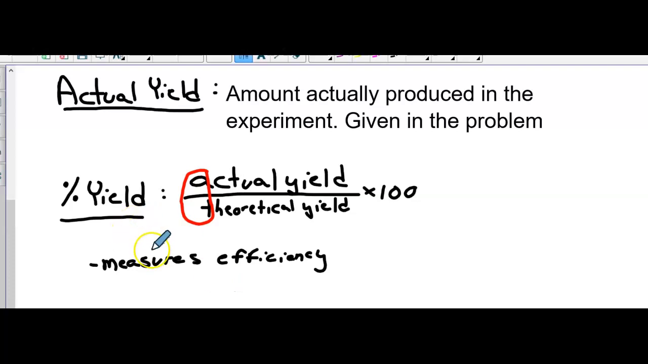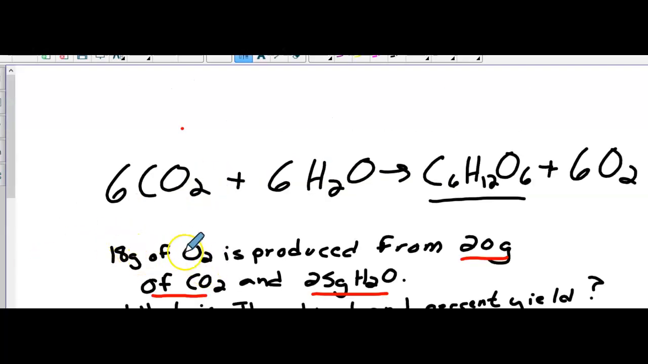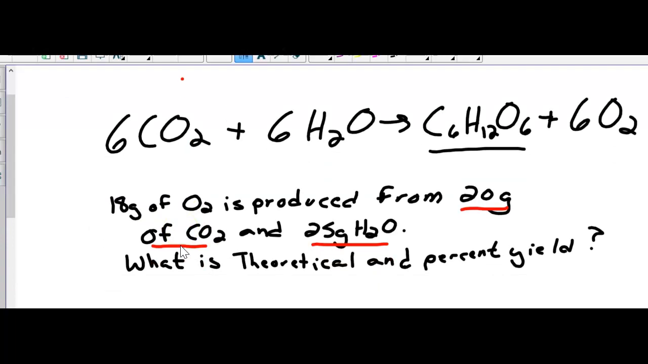So that's what the percent yield is going to tell us. It's going to measure the efficiency using the actual yield, how much you actually made, divided by how much you should have made based on the mathematics. So we're going to learn those things. So I'm going to do an example with you guys.